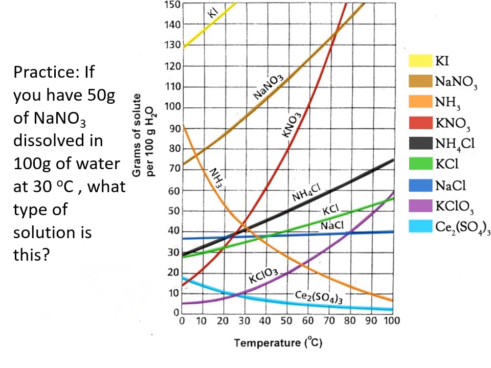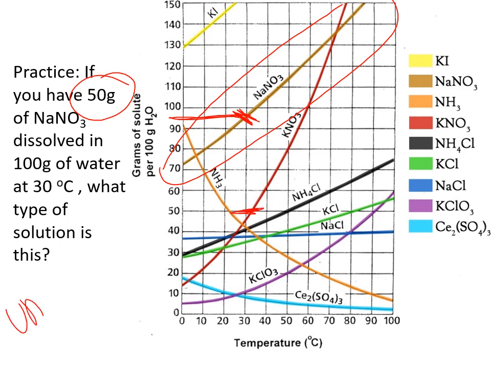Let's do another example. If I had 50 grams of NaNO3, so now I'm looking at this line. So if I have 50 grams of it dissolved in 100 grams of water at 30 degrees Celsius, what type of solution is this? So at 30 degrees Celsius, NaNO3 is right here. That means it can have 95 grams dissolved. Well, I have 50 grams dissolved. I can dissolve more. That is way down here below the line, so it is unsaturated. You can dissolve more.